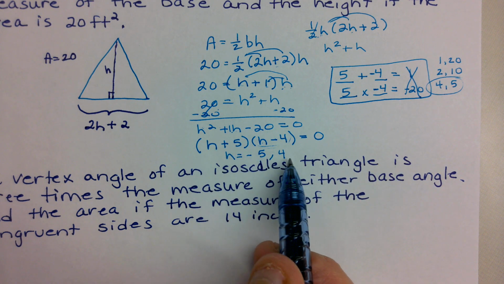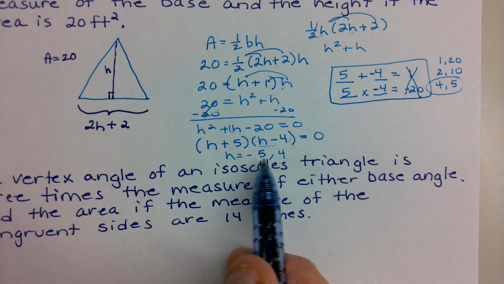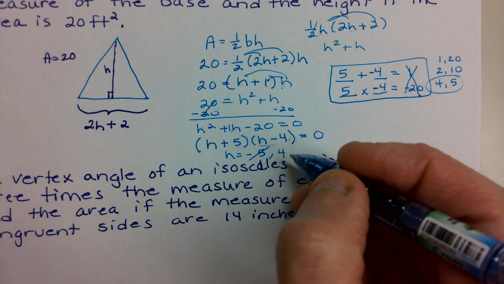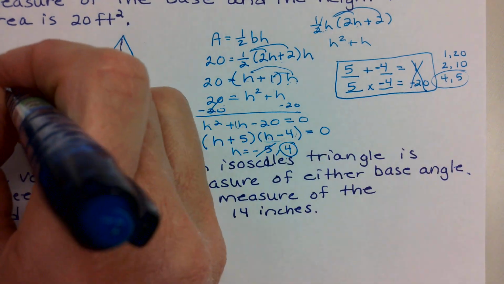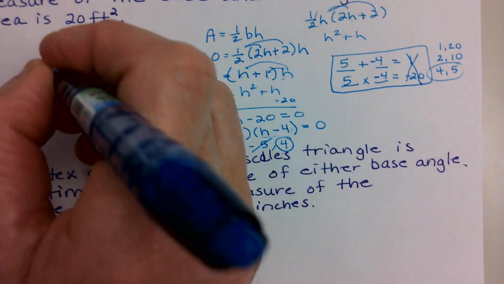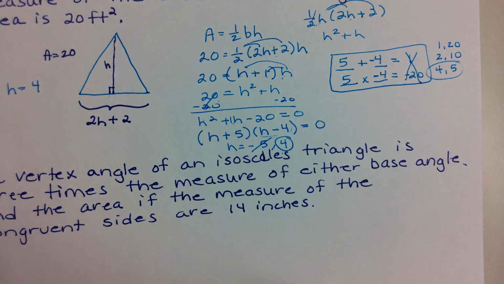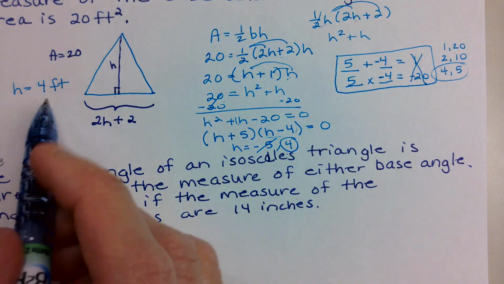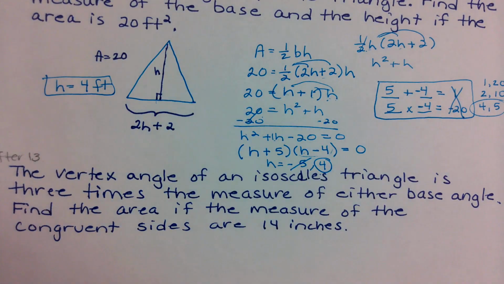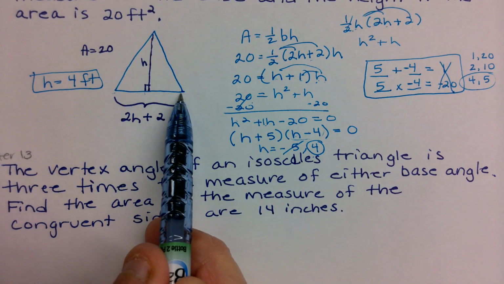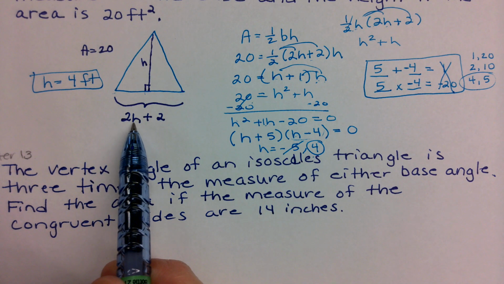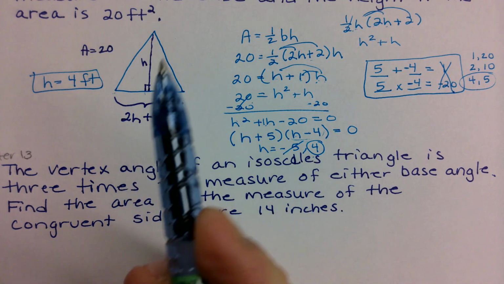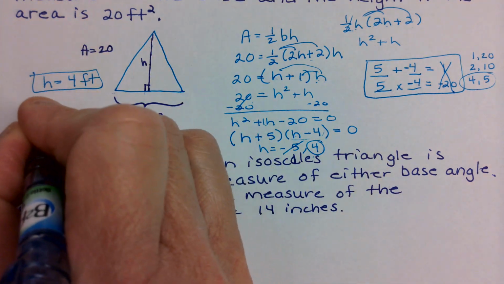Problem is, this is our height now. One of these is our answer. Well, I'm pretty sure the height is not negative 5 centimeters. So that's gone. Then I have my answer for the height, which is 4. What units are we talking? Feet. And now if I know the height is 4 feet, I can figure out the base. 2 times the height plus 2. So that would be 8 plus 2 is 10.